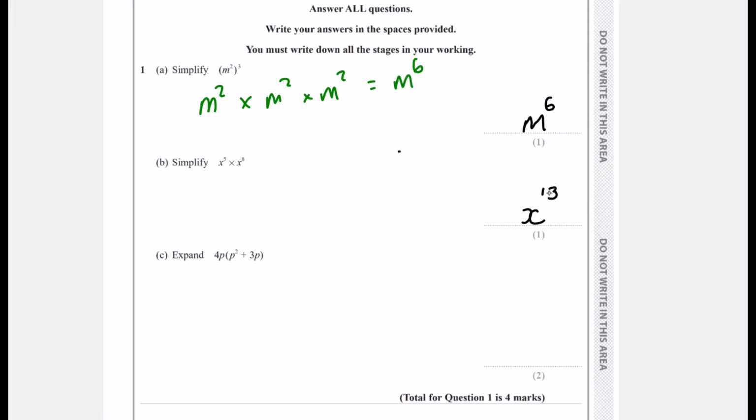And part C, expand. So 4p times p squared. P times p squared is p cubed. So that's 4p cubed. And then 4p times 3p. 4 times 3 is 12. P times p is p squared.